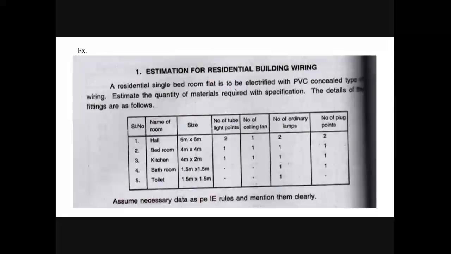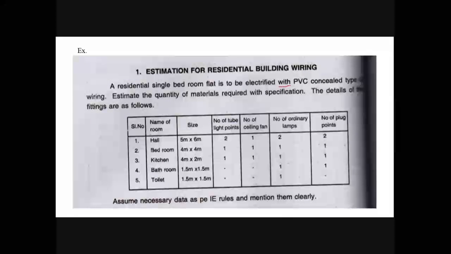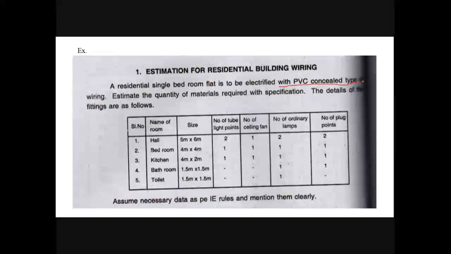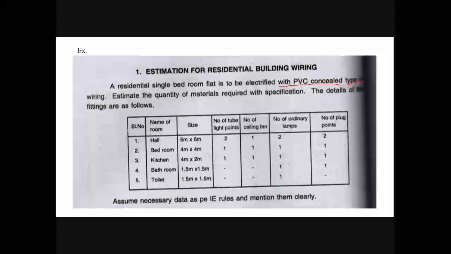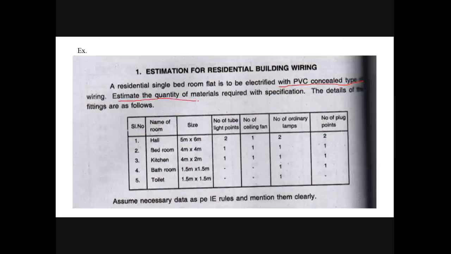What is the numerical? A residential single bedroom flat is to be electrified with PVC concealed type wiring. Estimate the quantity of materials required with specification. The details of fittings are as follows.